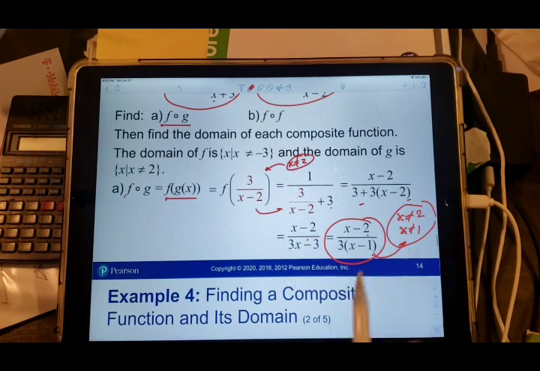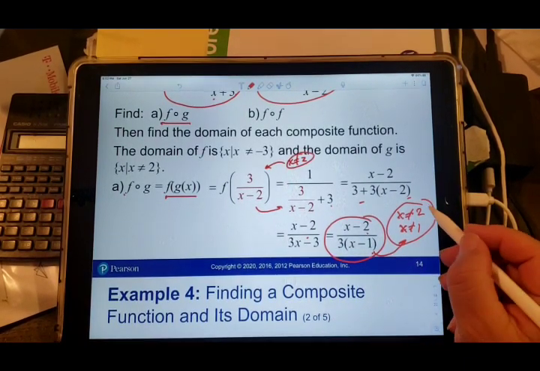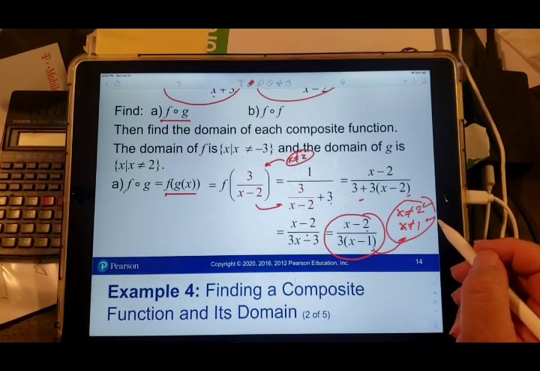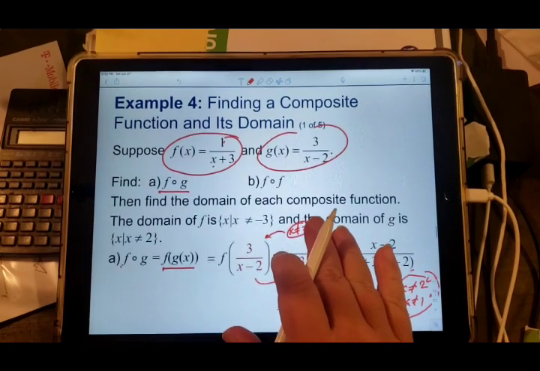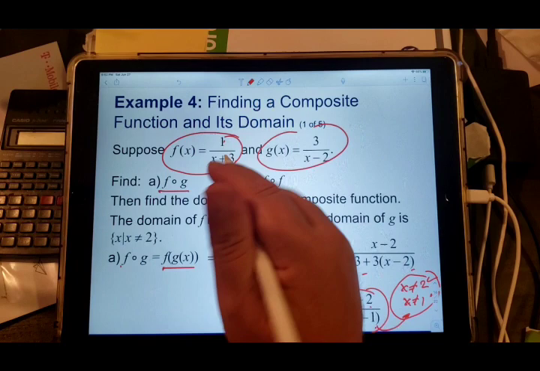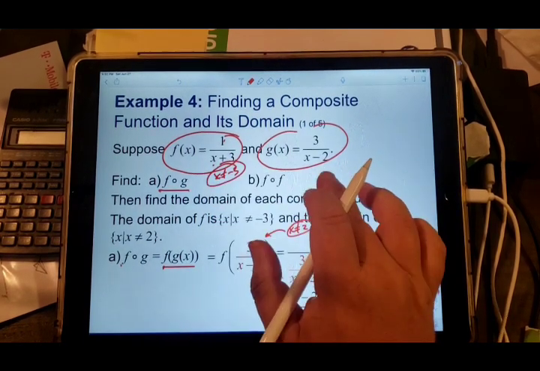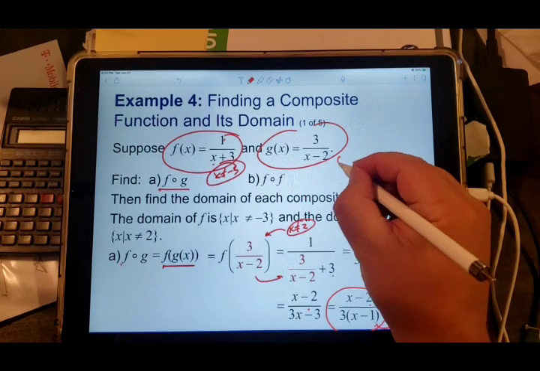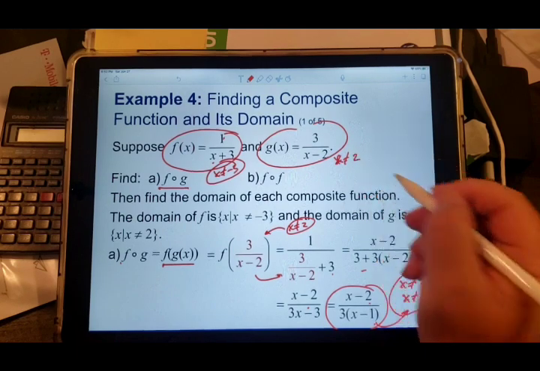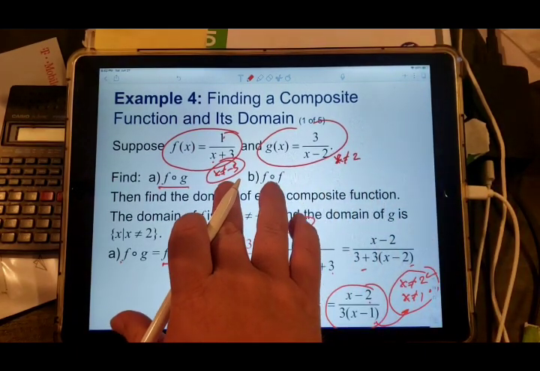Let's see. Get back to where we were. All right. So it's just confirmation of what the domain is. Now, by the way, it's not what it started out to be. So let's look at f of x. If they ask you for the domain of f of x, you'd say, oh, x is not equal to -3. And if you ask for the domain of g of x, you'd say x is not equal to 2. This one carried along, but this one didn't.